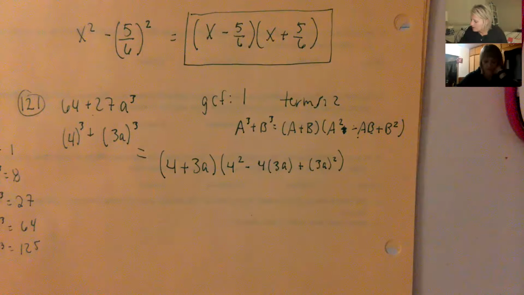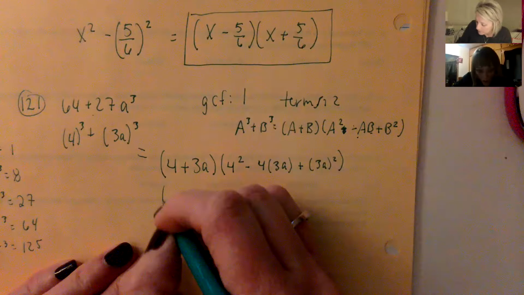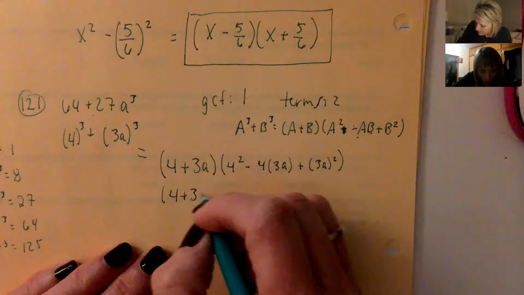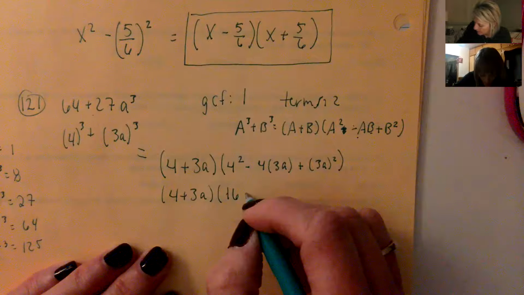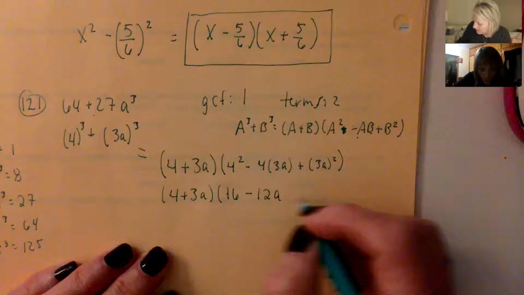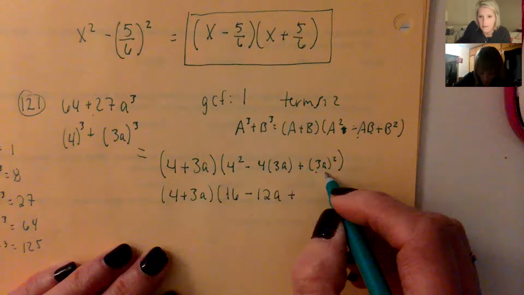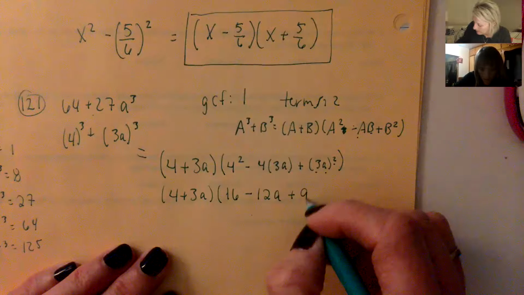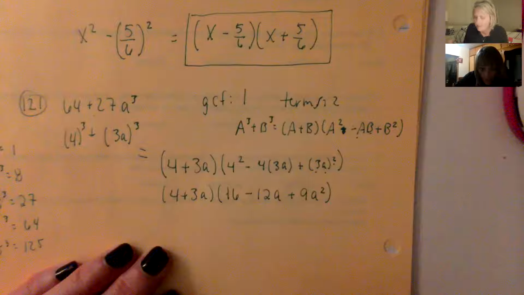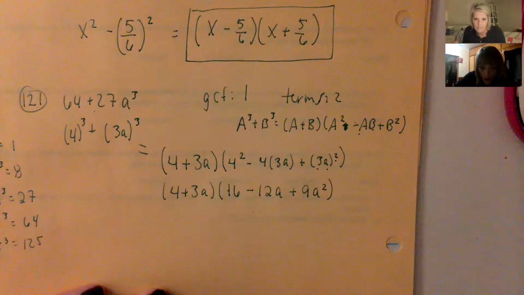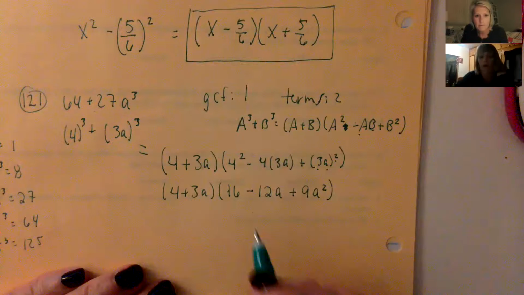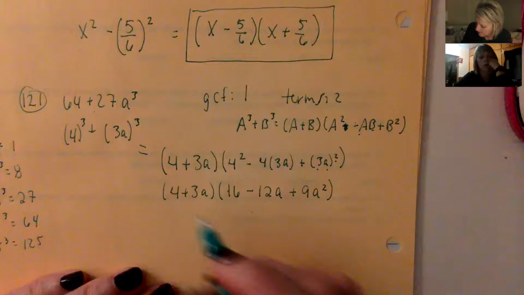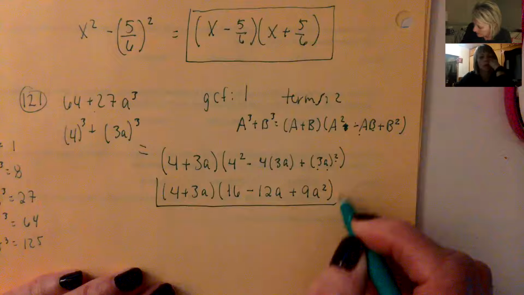Okay. So let's go ahead and simplify it out then. Our 4 plus 3A is as it is. And then 4 squared is 16 minus 12A plus 3A squared, 3 squared is 9A squared. And that's it.